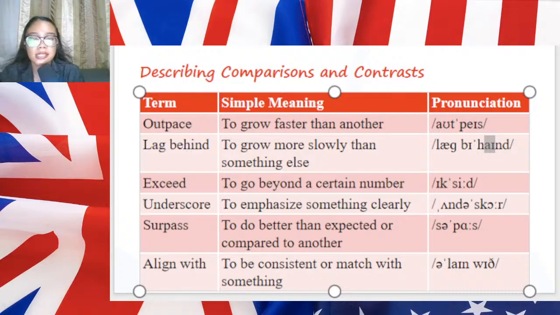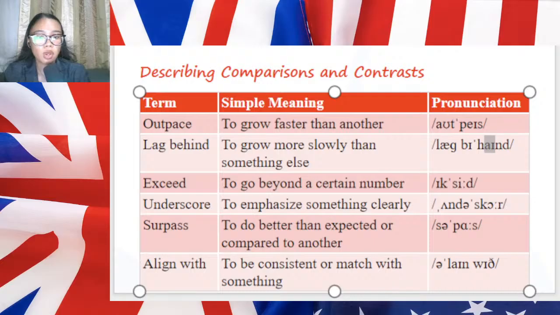Next is exceed. Again, exceed, meaning to go beyond a certain number or a certain limit or expectation. So when something exceeds something else, it means it has gone above, past, or beyond a particular point, a particular value or amount. So it's not just about being higher, but specifically crossing a boundary.